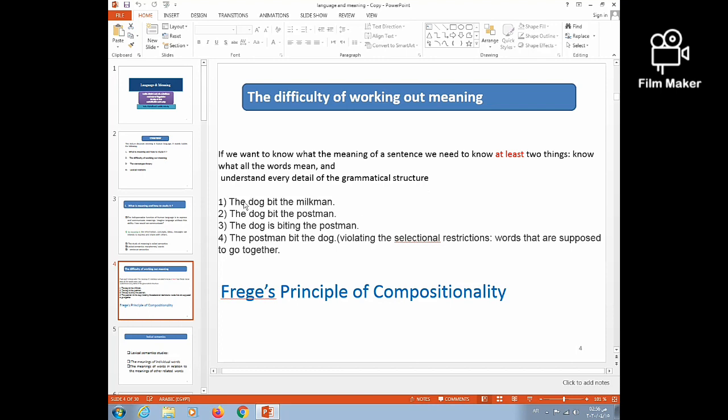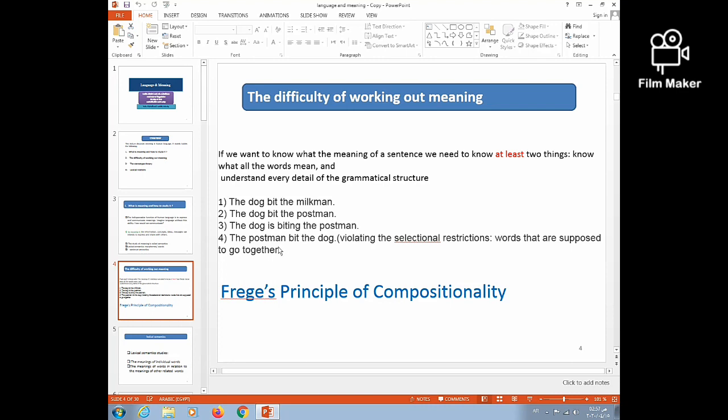Here we find that the two sentences share the same structure, okay? Subject, verb, and object. But they are different, and they don't give the same meaning. They are different in meaning because we change words, the milkman and the postman. Look at number three. The dog is biting the postman. What's the difference between number two and number three? The difference here is tense, and this is why there is some sort of difference in meaning. This tells us that to change words gives a difference in meaning. To change tense gives a difference in meaning.